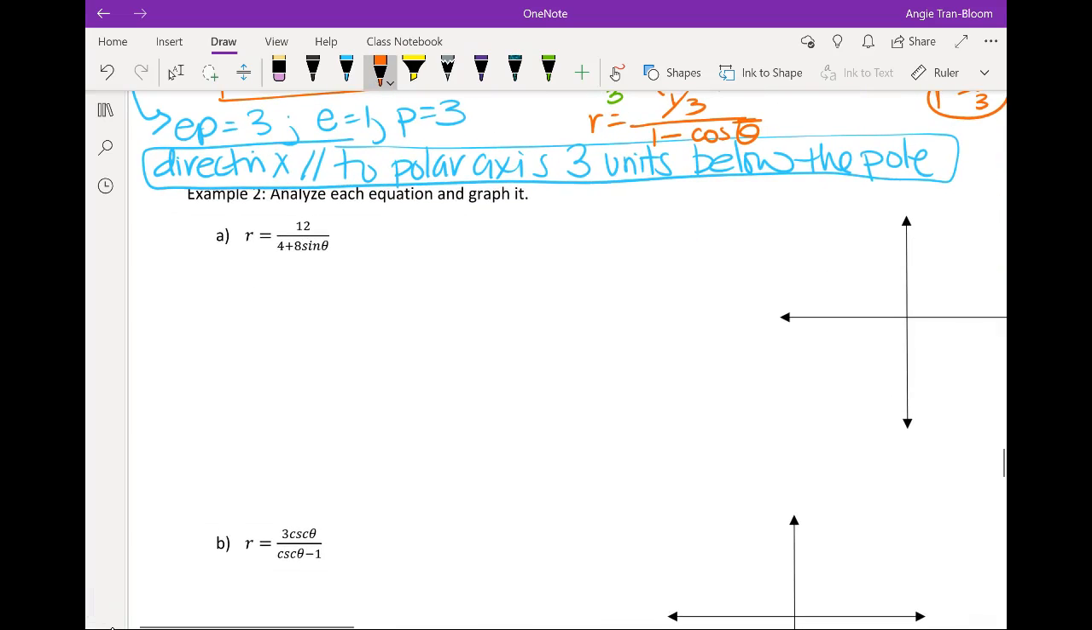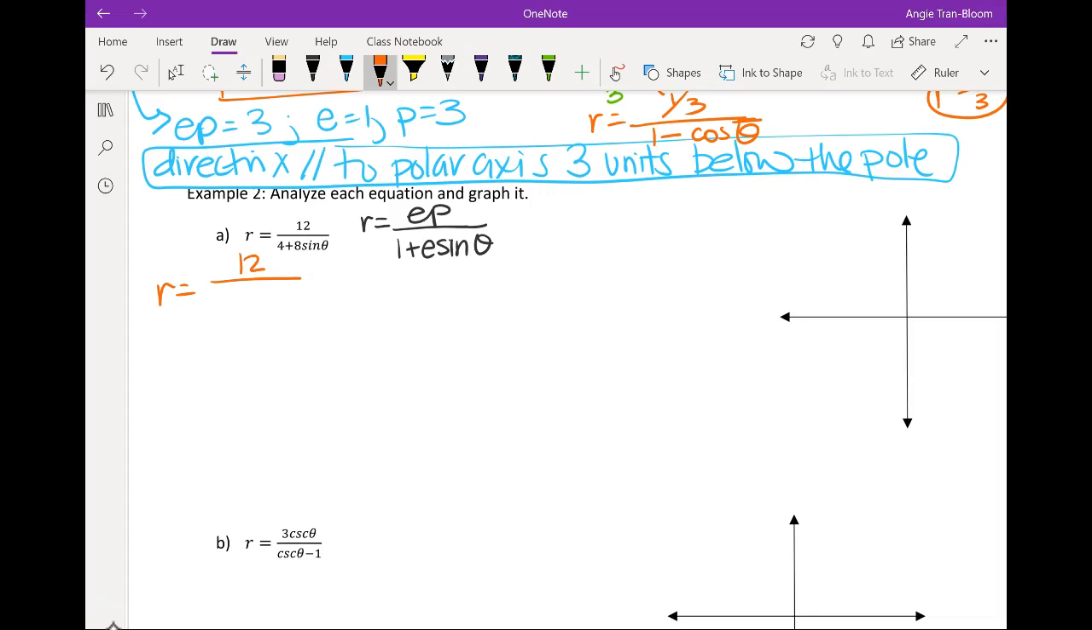Okay. Example 2, analyze each and graph it. All right. Is that in standard form? No, because it's not 1 plus or 1 minus. So we want to get it in standard form, which is e times p on the top, 1 plus e times sine of theta. So we want to rewrite this into 1 plus, okay? So r equals 12 stays on the top.